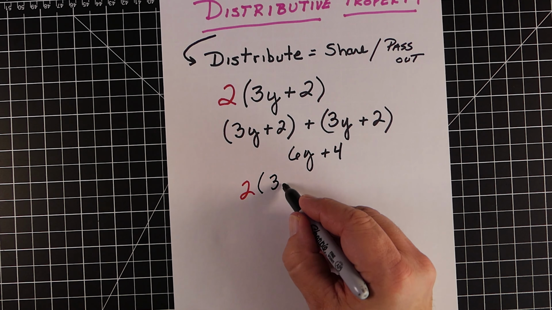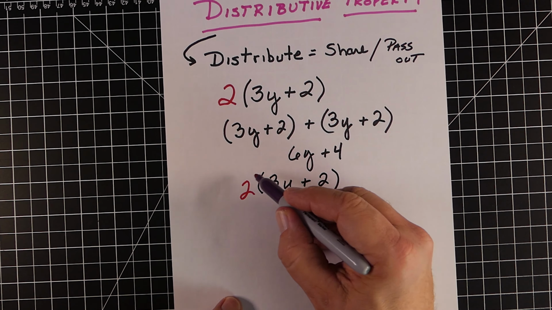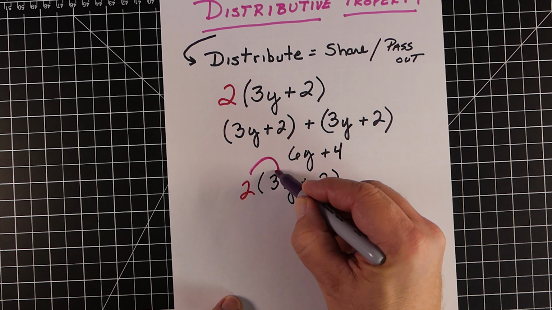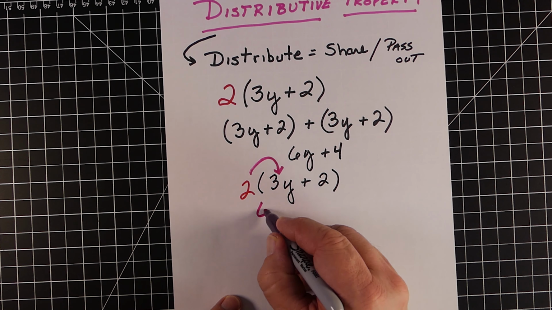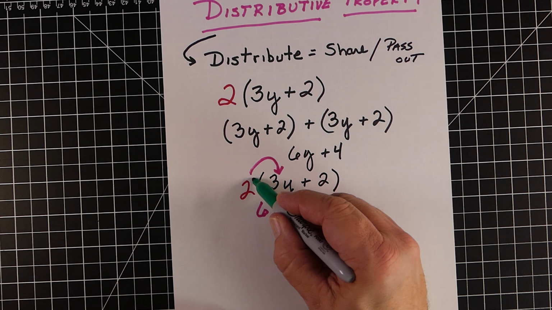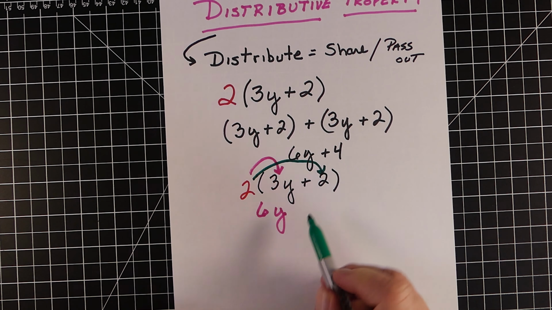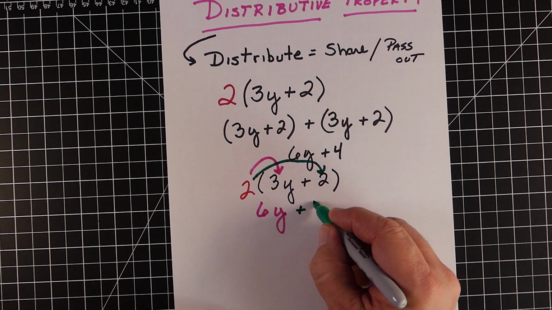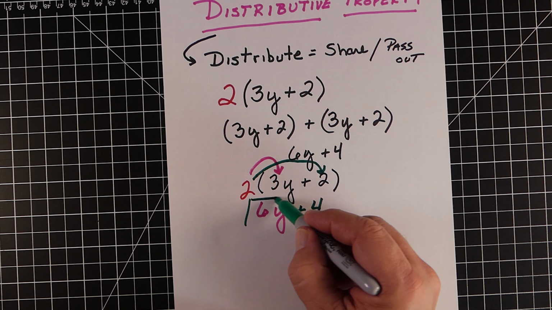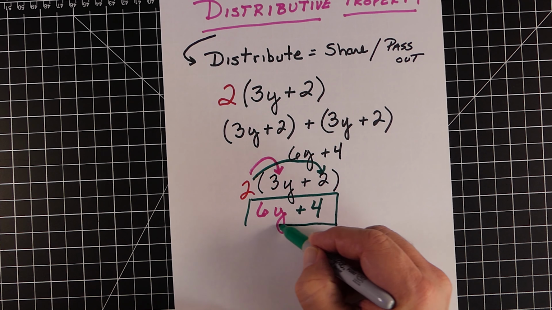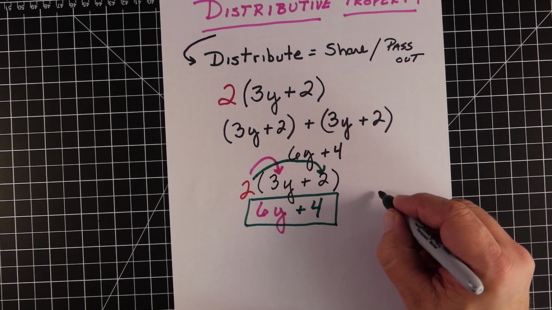But what we'd like to do is to actually distribute or share this 2. And we can do that by multiplying it by everything inside the parenthesis. So for example, 2 times 3y would be 6y. We then share the 2 with the 2. So 2 times 2 would be a positive 4 or plus 4. And you're going to notice we get the same answer this way, either way, if we shared it or if we used our distributive property. So either way, we're going to end up with 6y plus 4.